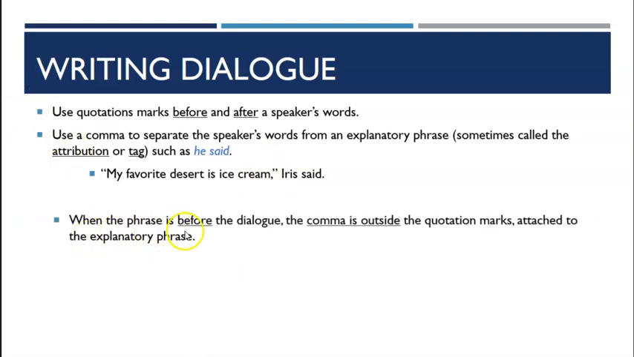So when the explanatory phrase or the tag is before the dialogue, the comma is outside the quotation marks because it's going to come before them. And it's attached to that explanatory phrase or tag. So an example of this would be Robert replied, comma, right? And so our comma is right here, right next to the D with a space after it. And that space is really important because that's what's going to turn your quotation marks the correct direction. If you don't put a space there, they're going to turn the wrong direction for you.